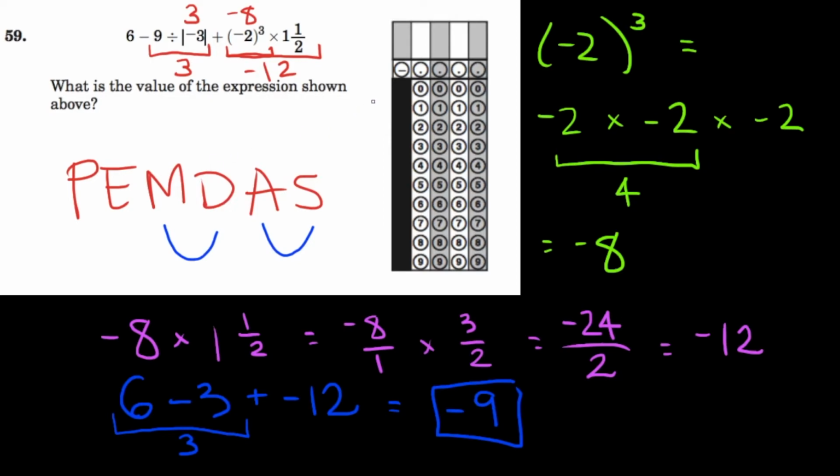We want to align our answer to the far left. We are utilizing this negative column. So it looks like that when we write it down, and then we bubble it in. So I bubble in the negative sign and the 9. And there we go.